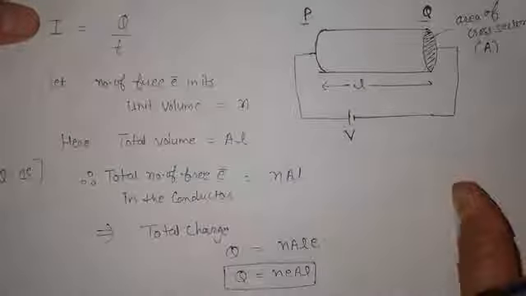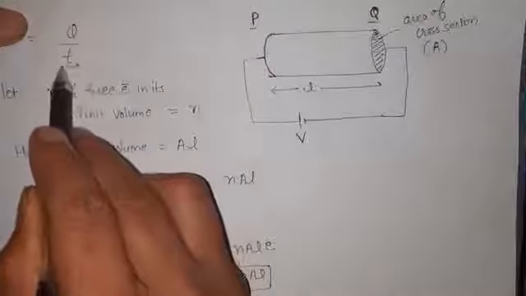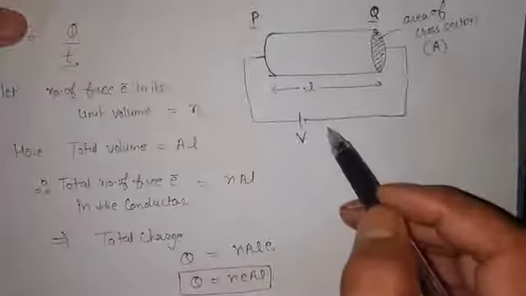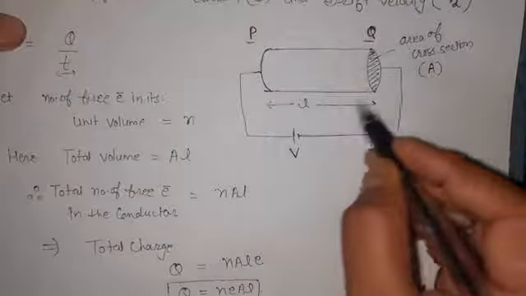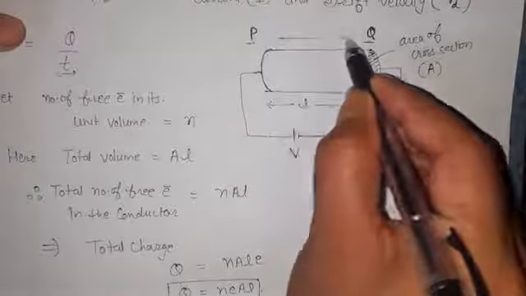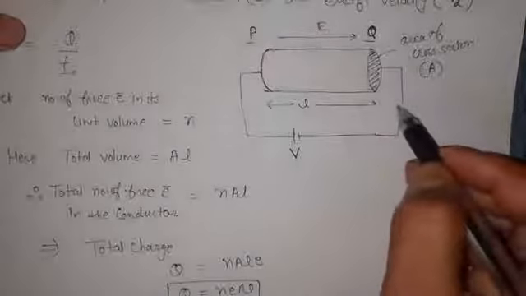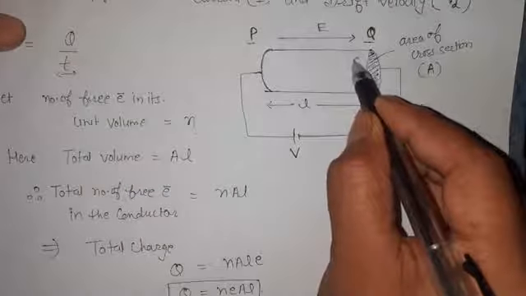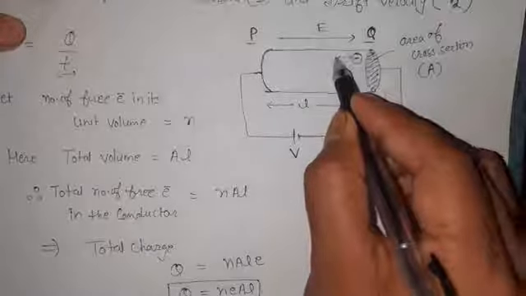Now, the second important term to note down is time. Look into this diagram, students. When a potential difference is maintained, due to it an electric field gets set up in this conductor, and this electric field drifts the electrons.